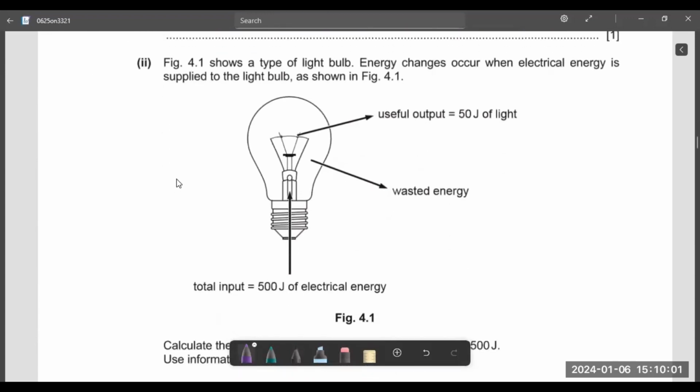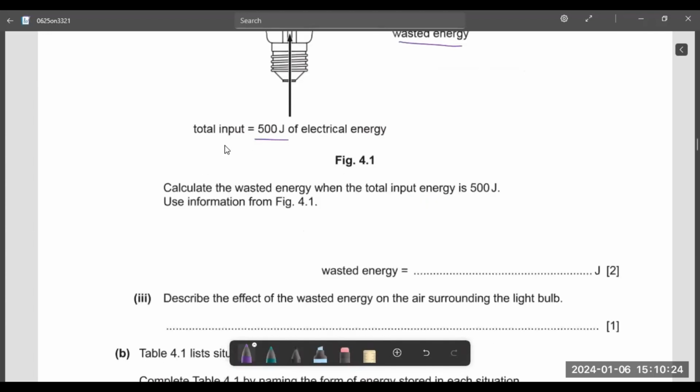Next, figure 4.1 shows a type of light bulb. Energy change occurs when the electrical energy is supplied to the light bulb. So the useful output is 50 joules. Some energy, thermal energy, will be wasted. Input is 500 joules.